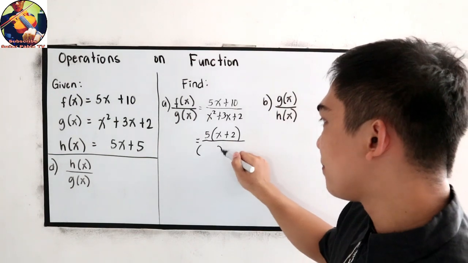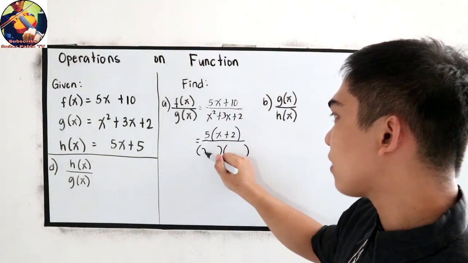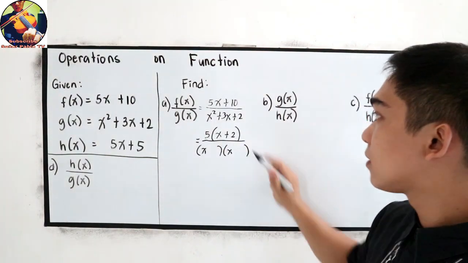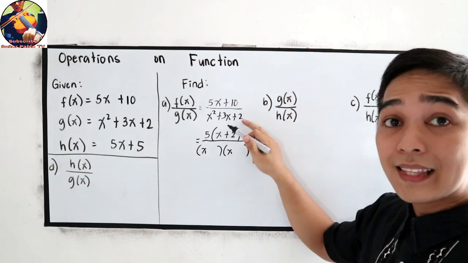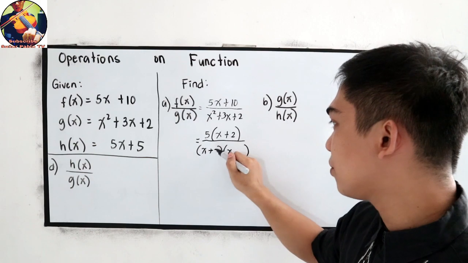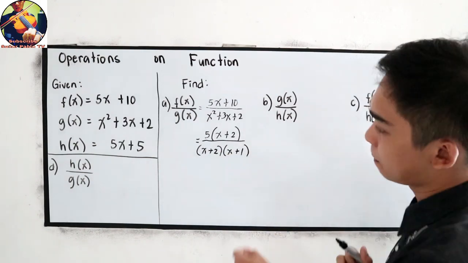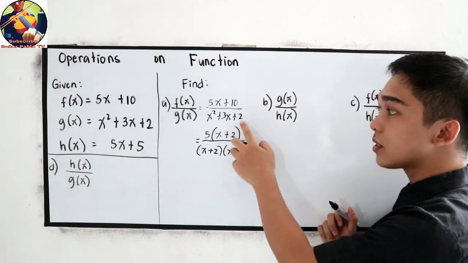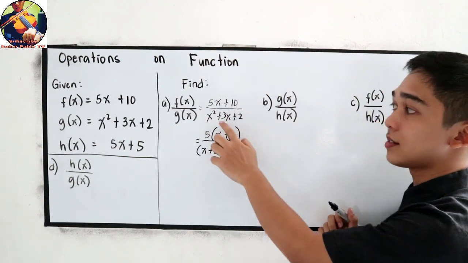Factors are x and x. Then factors of 2 whose sum must be 3. So plus 2 and plus 1. 2 times 1 is 2. 2 plus 1 is 3.